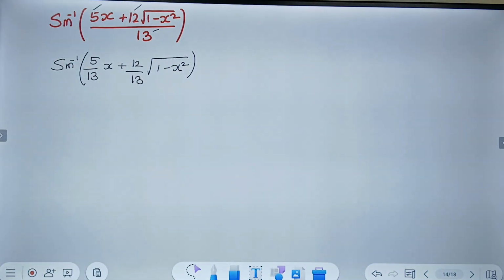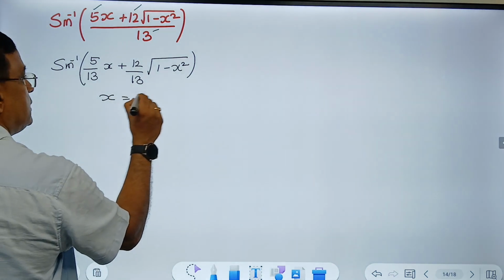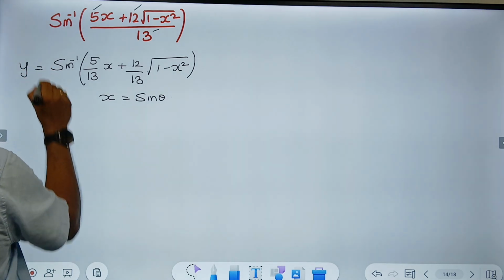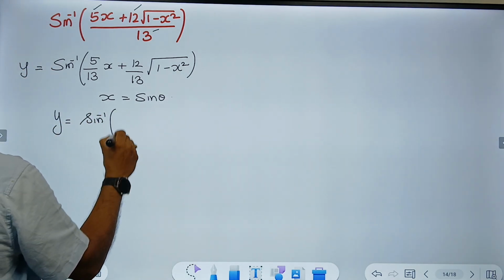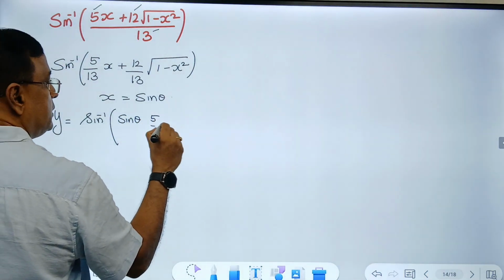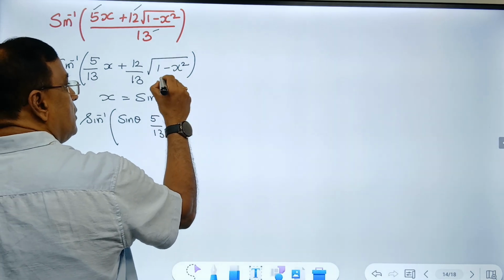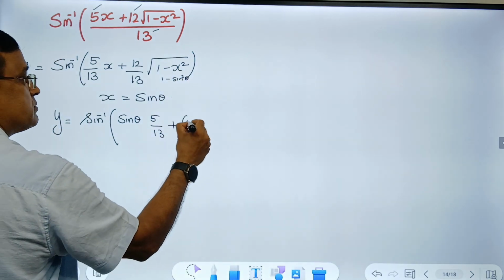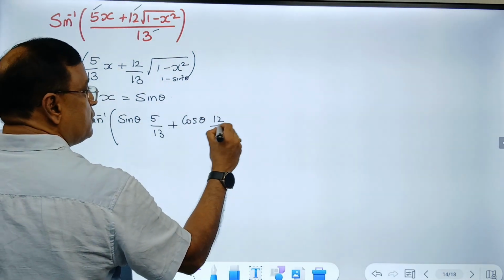Okay. Now what I will do, I will take x as sine theta, because I have to take this as y. So I will get sine inverse of, now x is sine theta, so I have 5 by 13 sine theta plus, 1 minus sine square theta is cos square theta. Root of cos square theta is cos theta. Is it okay? I am skipping one step. 12 by 13.